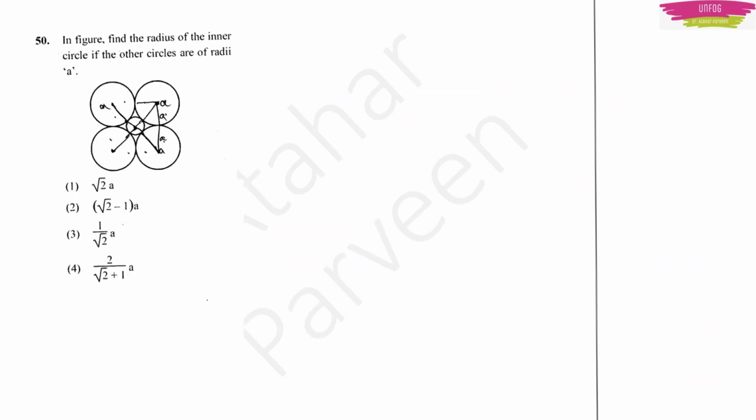Next question. In the figure, find the radius of the inner circle if the other circles are of radius A. So you have to find the radius of the inner circle, the small circle, if all the other circles which are given are of radius A. Okay. So we shall redraw this problem.